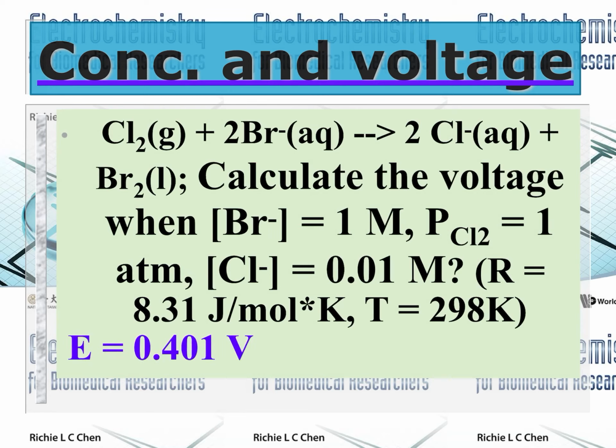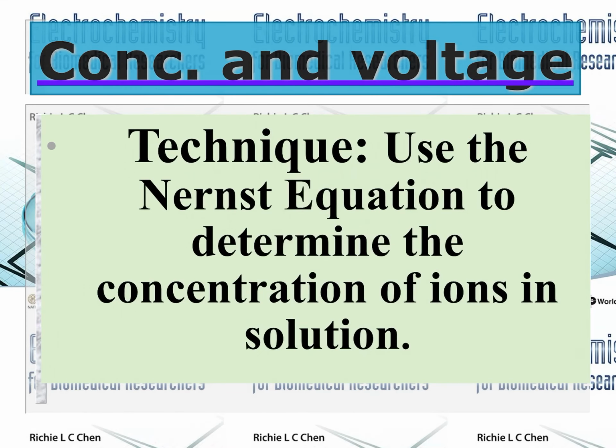They got 0.401 because that's using the old potential where the voltage was 0.283.